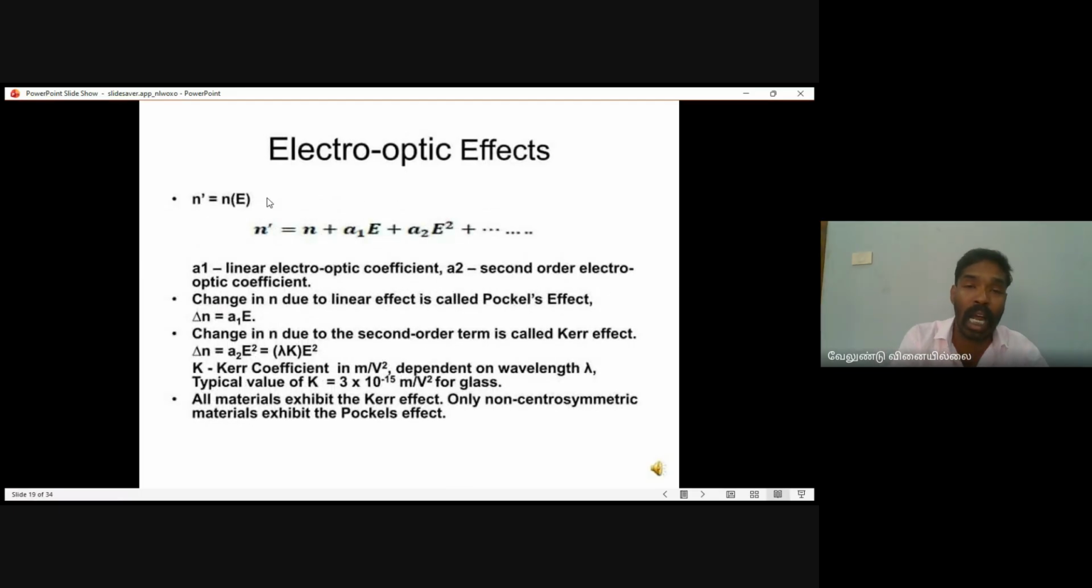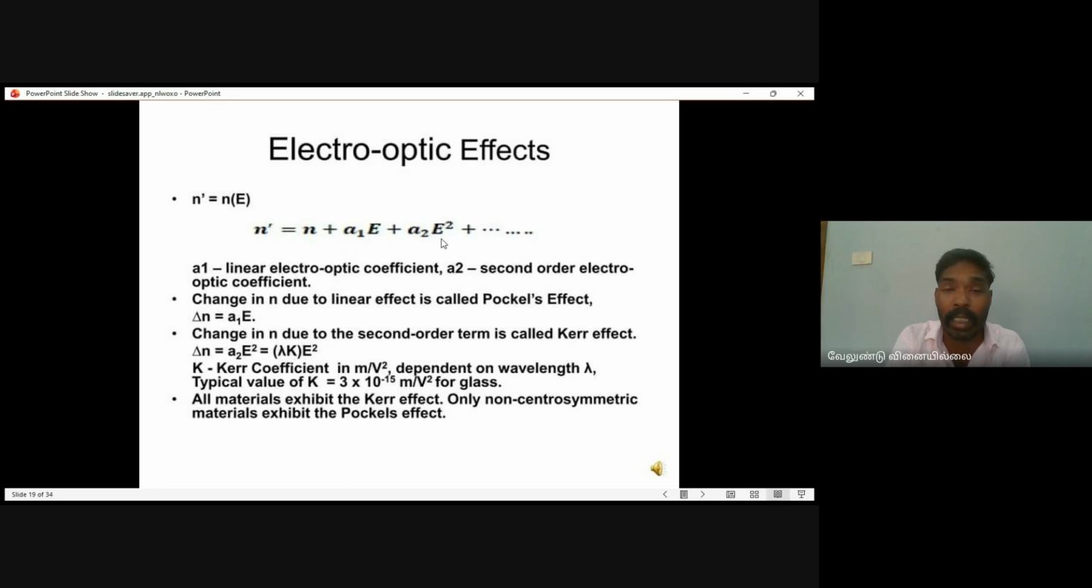So this is the first order. E squared means second order, E means first order. So n dash is equal to n of E. This is the electro-optic effect formula. In this case, what is K? Listen carefully. The change due to the second order term is called the Kerr effect.